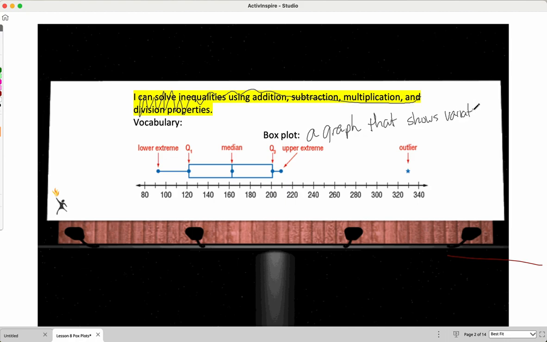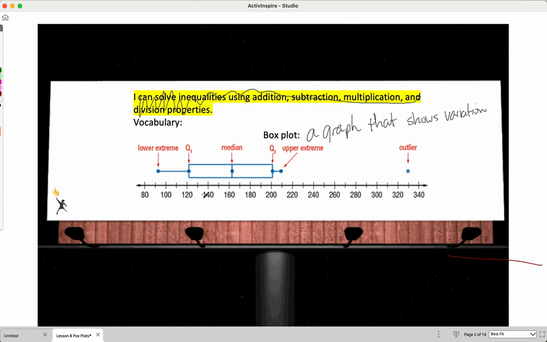Okay, so it's going to look at those chief measures of variation, our median, our quartiles, our IQR, our upper and lower extremes, so our ranges, as well as outliers. And you really can't use it for mean absolute deviation, but that's about the only thing it doesn't show on variation here. So you can see that's what a typical box plot would look like.